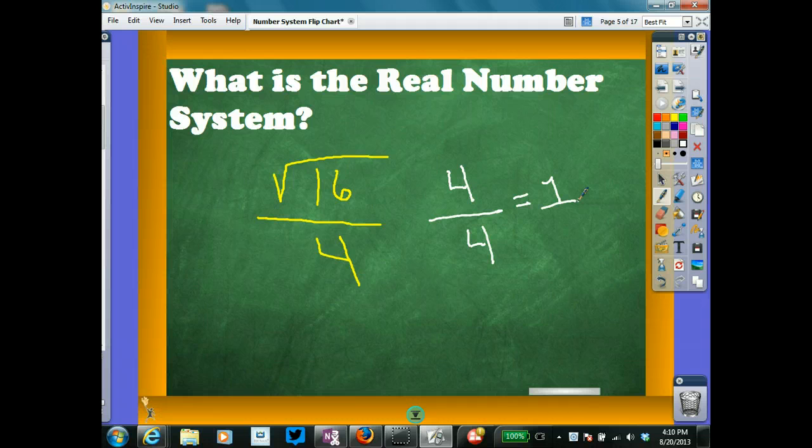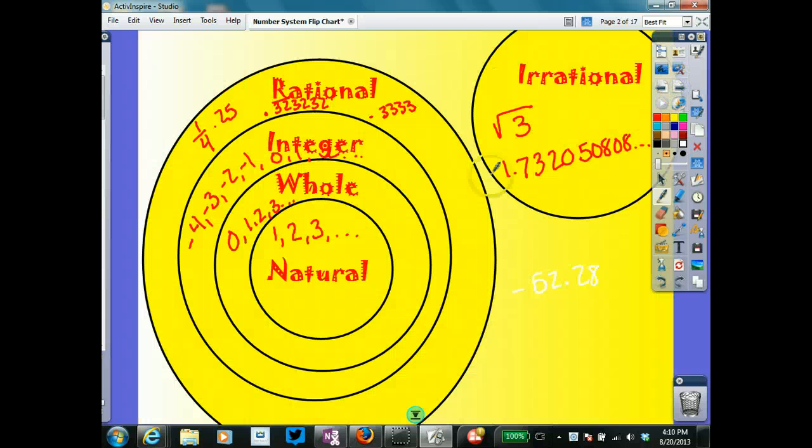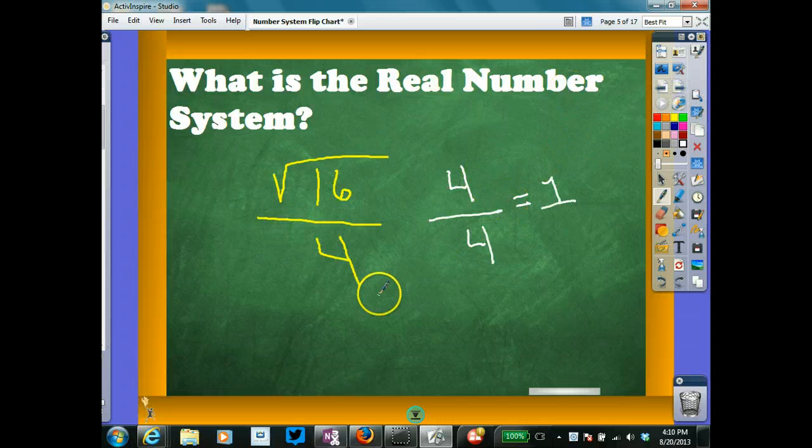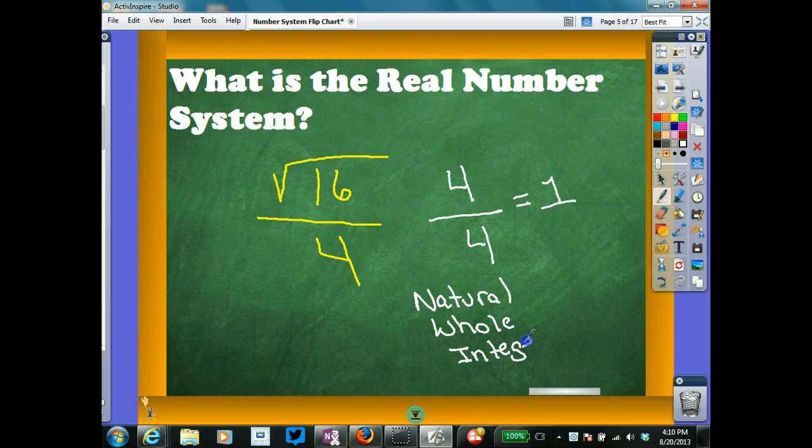Well, 1 fits under several subsets. Let's go back over here. 1 is included as a natural number. 1 is also included as a whole number. It's an integer, and it's also rational, because if it fits under any of these categories, you know it's going to be rational. So those are the ones it fits under. So we can say natural, whole, integer, and rational.